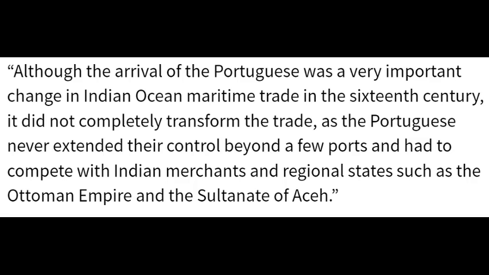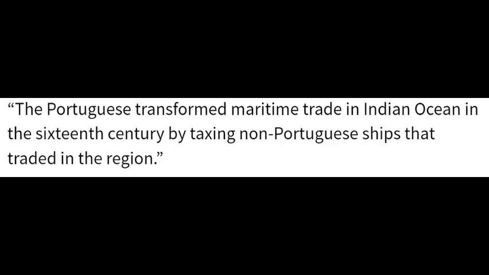Okay, let's look at another example. Here we go. The Portuguese transformed maritime trade in Indian Ocean in the 16th century by taxing non-Portuguese ships that traded in the region. Now, you can immediately tell that this one is not as good as the first one, but it still gets the point.